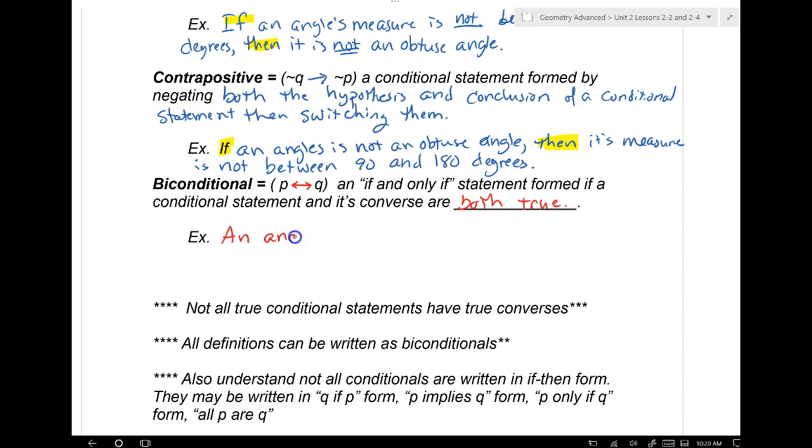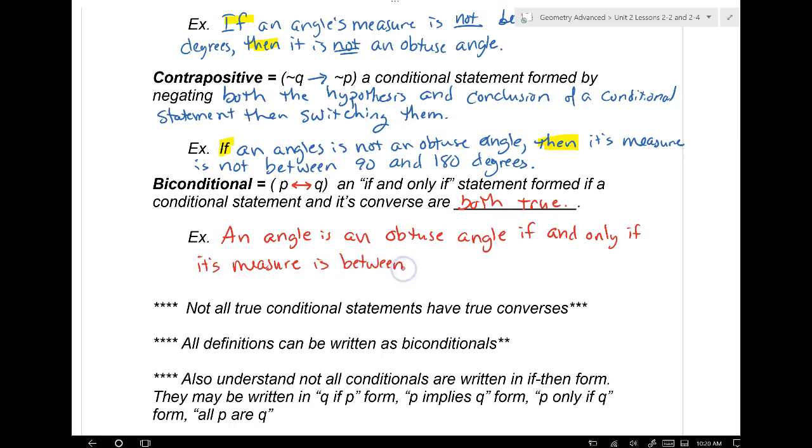An angle is an obtuse angle. And what phrase do I use instead? "If and only if" its measure is between 90 and 180 degrees. Actually, we should just write it out the way it was originally. Here we go. Keep it pretty simple.